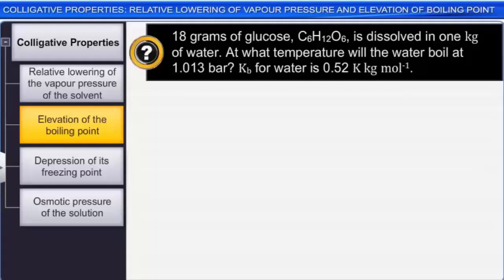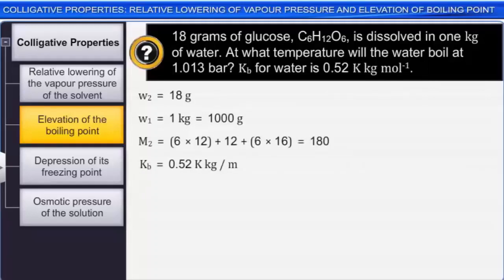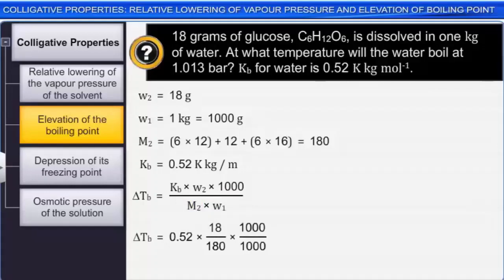The first step is to list the variables given to us. W2 is equal to 18 grams. W1 is 1 kg. And Kb is equal to 0.52 Kelvin kg per mole. As we have to find the boiling point of the solution, we need to find the elevation in the boiling point. Substituting the values in the expression, for delta Tb is equal to Kb multiplied by W2 multiplied by 1000 divided by M2 multiplied by W1, and on solving, we get delta Tb is equal to 0.052 Kelvin.